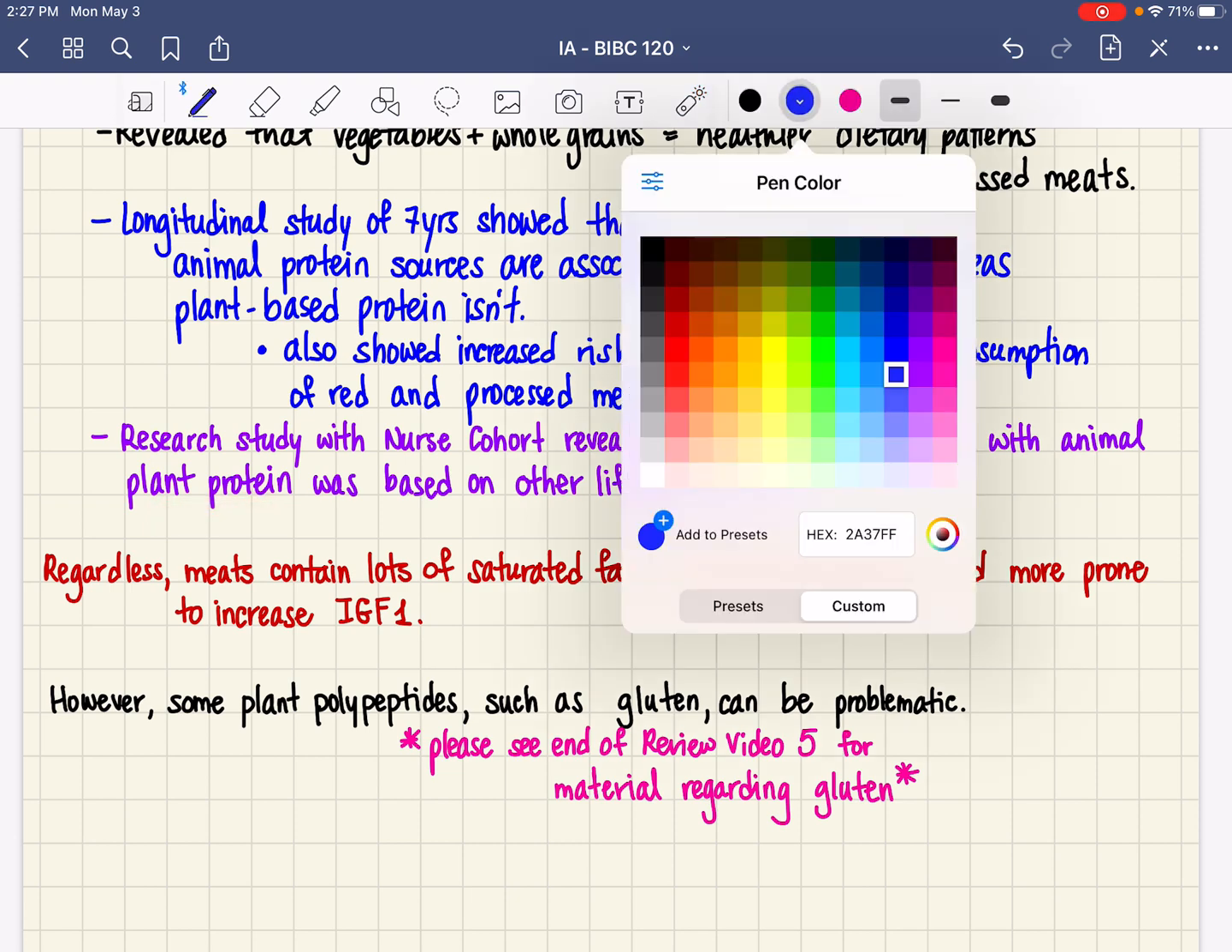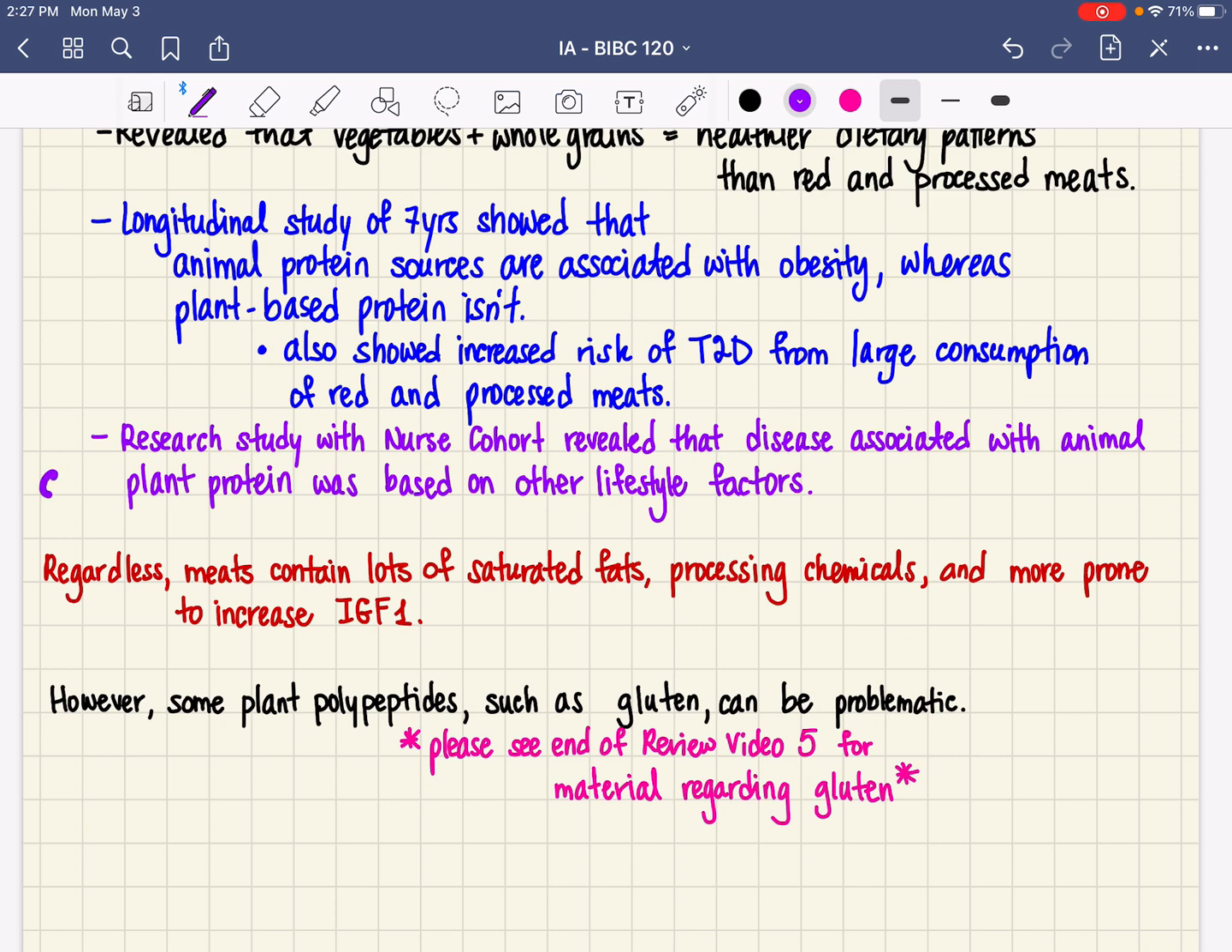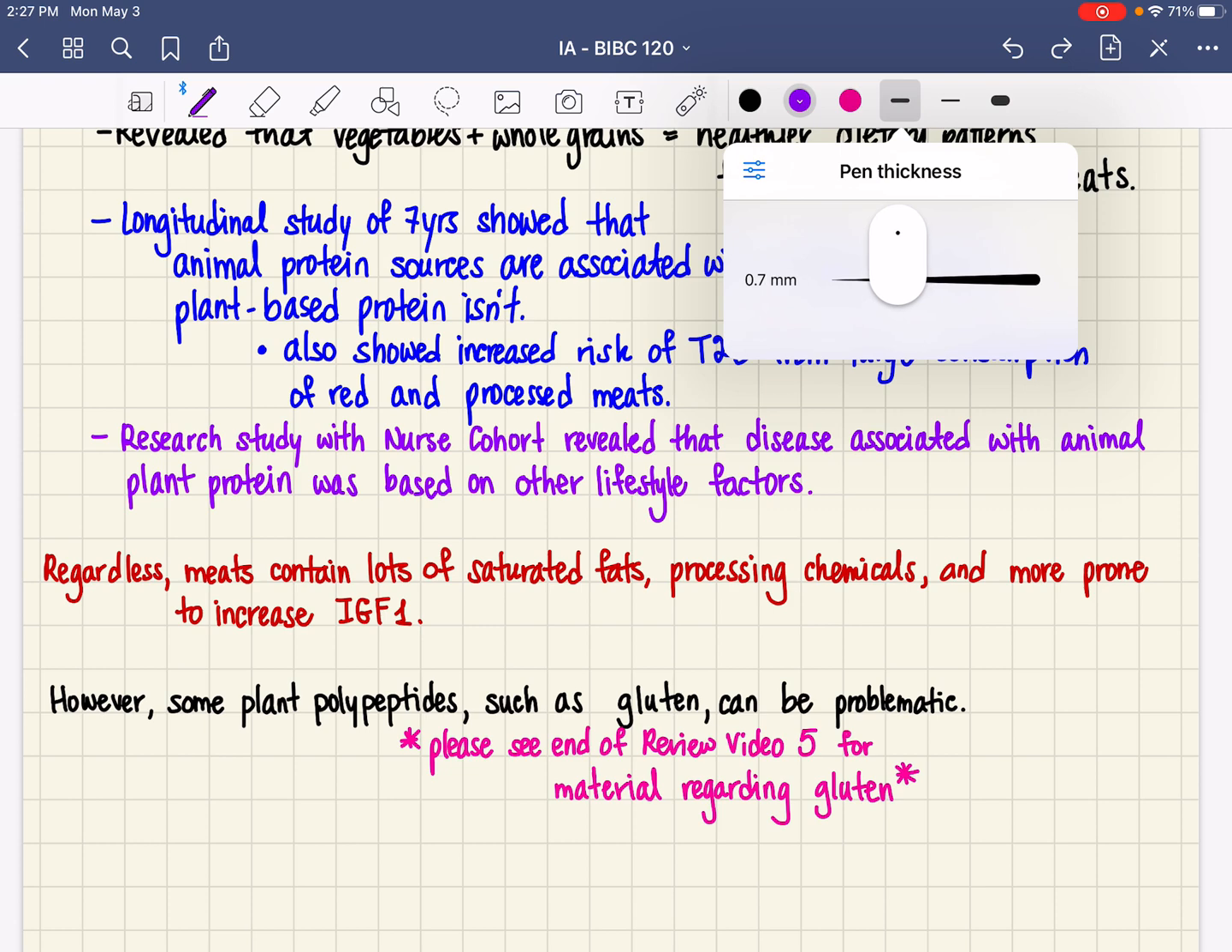I think I missed a word here. Give me a second. Let me find the purple. There should be an "and" here. Oh, too thick. Hold on.